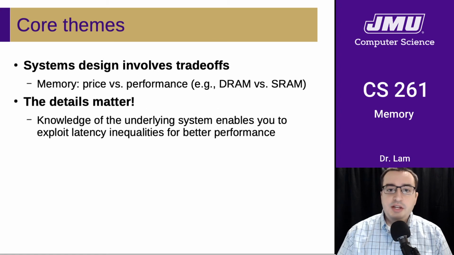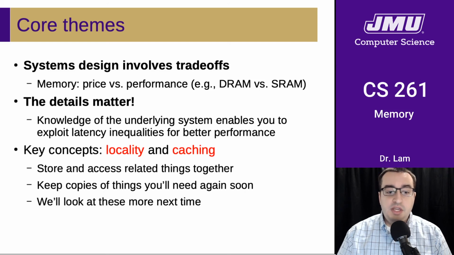Another core theme is that the details matter. So knowing about the underlying system and how the memory technologies are arranged enables you to exploit these latency inequalities for better performance. If you can write your code so that you can keep things in higher levels of the cache, for example, your program will perform better. So the key concepts here are locality and caching, the idea of storing and accessing related things together, and keeping copies of things that we'll need again soon. And we will look more at these next time when we talk about caching.